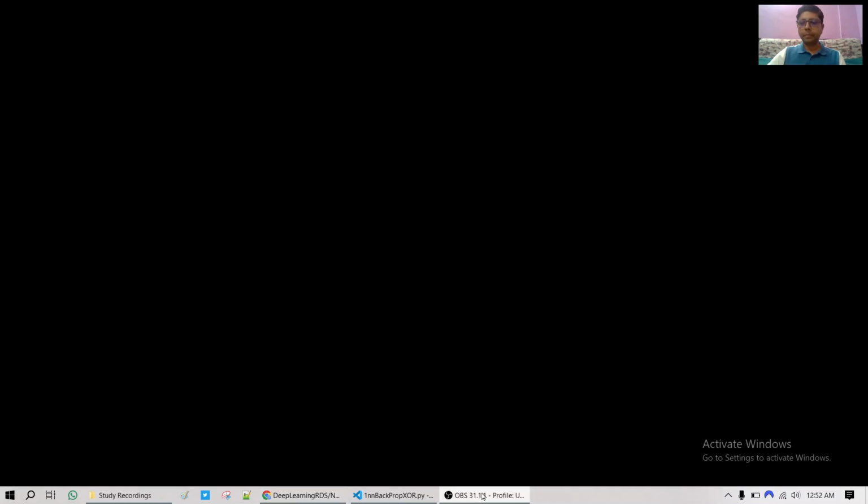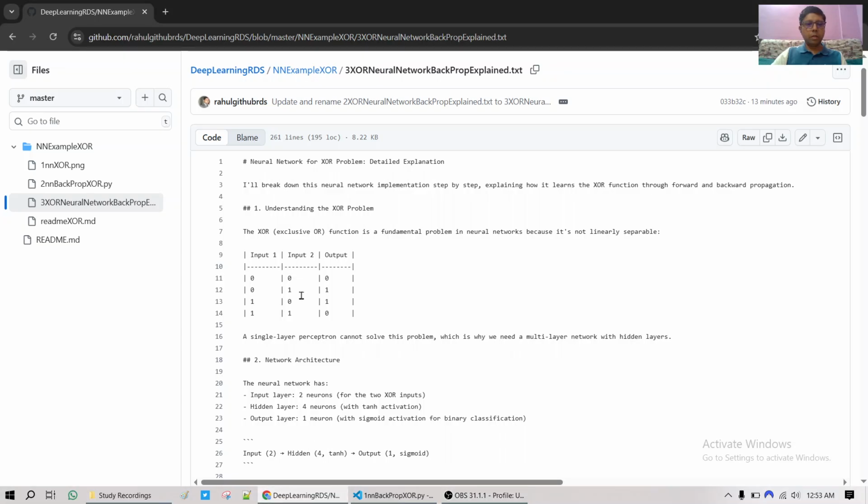So let's see. This is the XOR concept, we know. We will provide inputs 0 0, 0 1, 1 0, 1 1, and this is how the program should behave with the output and validate the output, right? So let's start with this.